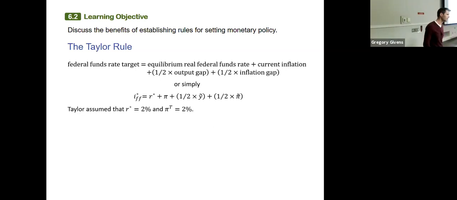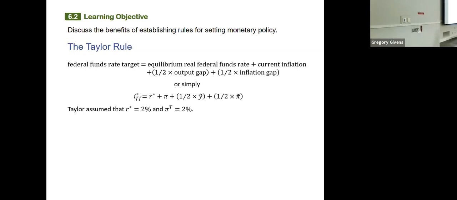Now, in his paper, Taylor assumed that the equilibrium real federal funds rate was 2%. That is debatable. It's probably lower than that now. And the target rate of inflation is 2%. That is not debatable, right? The Fed targets 2% inflation. We know that with certainty. Okay, I want to do a few examples of how to apply the Taylor rule.